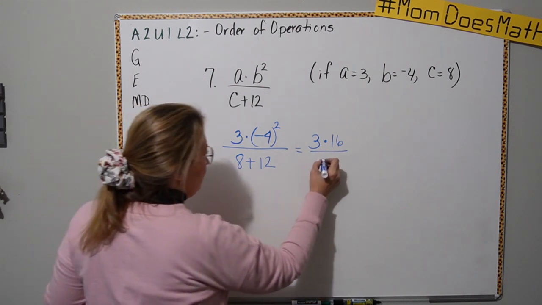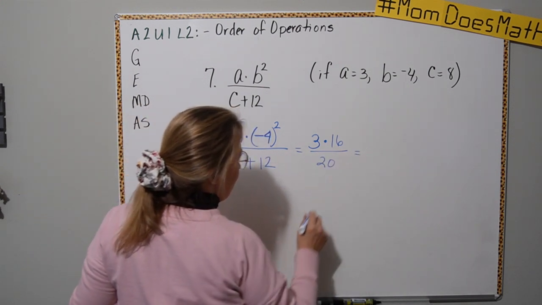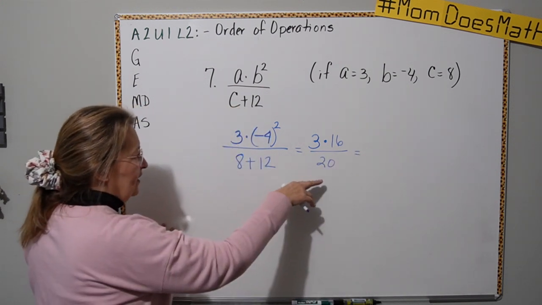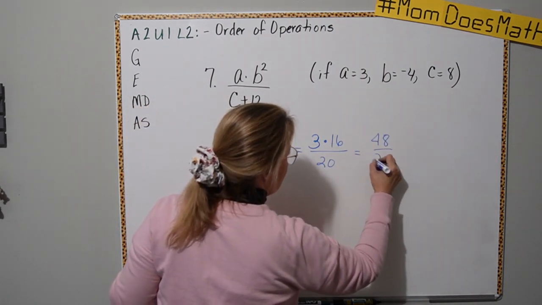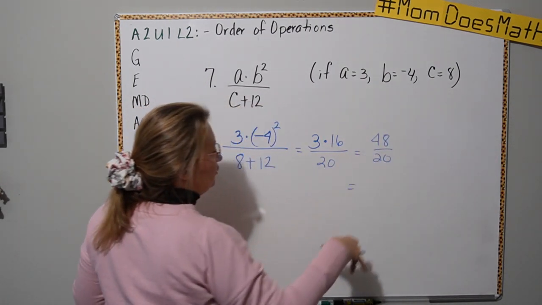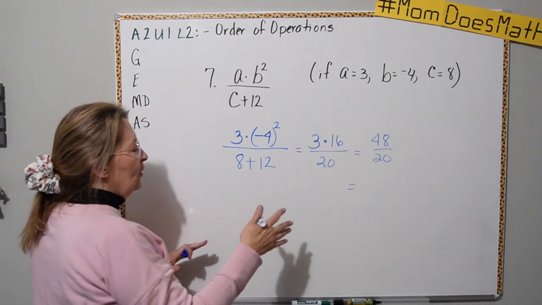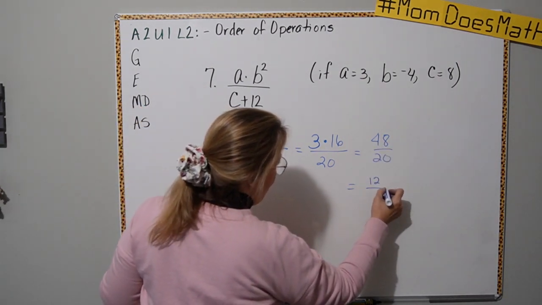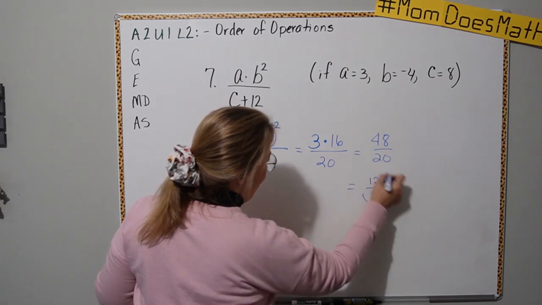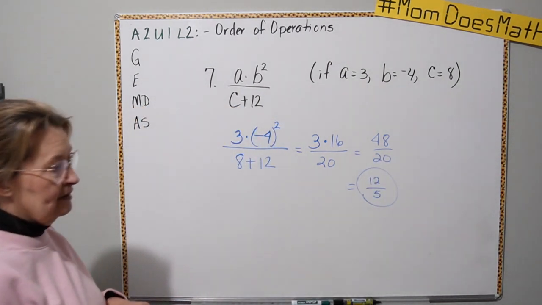All right, 8 plus 12 is going to be 20, so let's go ahead and add that together. All right, 3 times 16 is 48 over 20. And then to reduce that fraction down, 4 will go into both of them. So 4 will go into 48 12 times and into 20 5 times, so 12/5.